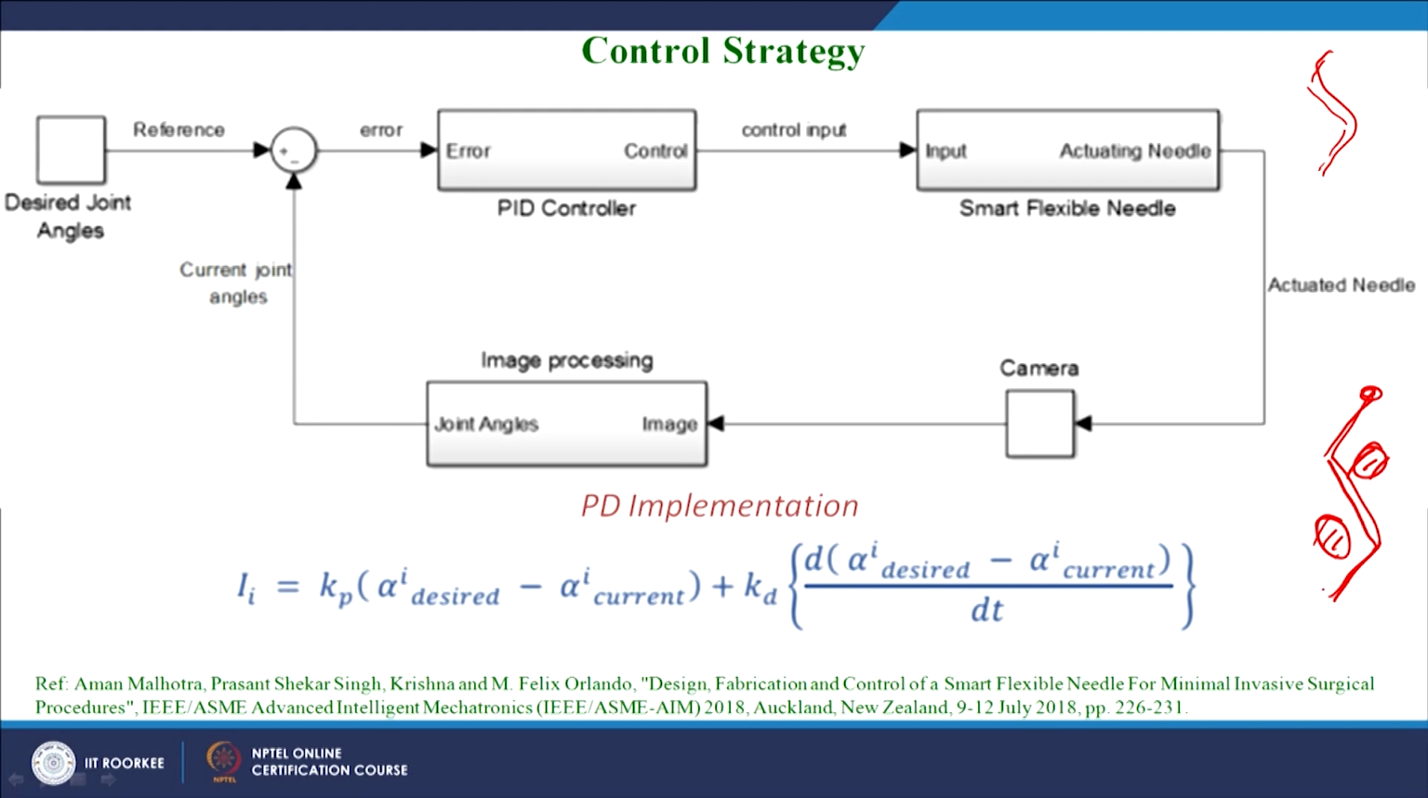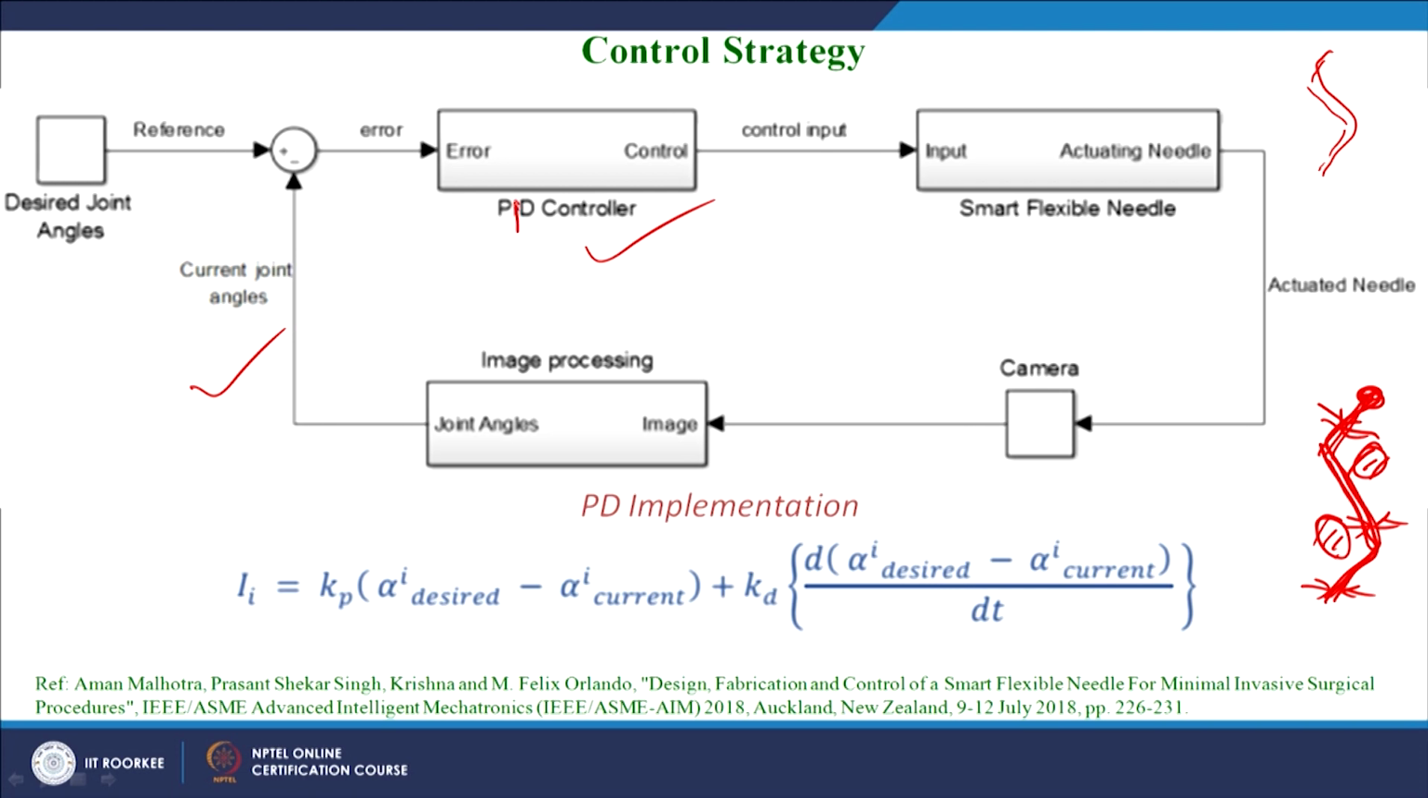Our aim is, given the desired joint angles to reach this target, our robotic needle should also go and get set in this fashion. So the difference between this angle and this angle and this angle must be minimized. That difference is the error that is minimized by the control strategy, which is a PID control strategy.